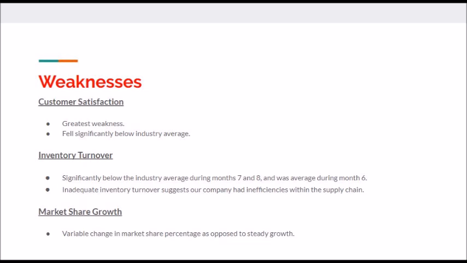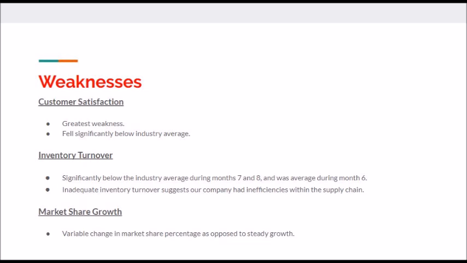Our inventory turnover was another weakness of our company, as the ratio of product cost to average inventory value was significantly below the industry average during months 7 and 8, and was average during month 6. Our company was unable to successfully distribute and reproduce our inventory at an optimal rate. This resulted in poorer inventory turnover.